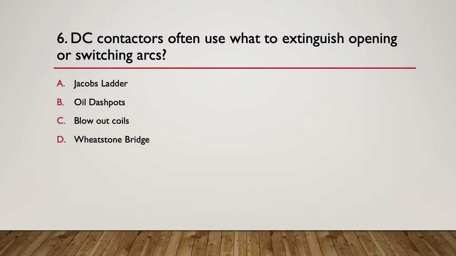Six, DC contactors often use what to extinguish the opening or the switching arcs? So DC contactors tend to draw quite a significant arc, particularly when they open. So how do we go about extinguishing or putting out those switching arcs? A, a Jacob's ladder, B, an oil dashpot, C, blowout coils, D, a Wheatstone bridge.